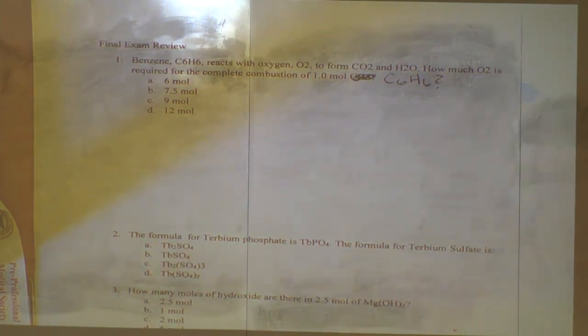So this is the review we're going over. Right now we just started number 1. We're going to go through it, 25 questions or so, and try to get all the explanations for it. For number 1, we just want to draw the formula. So we have C6H6 reacting with oxygen to form CO2 and H2O.